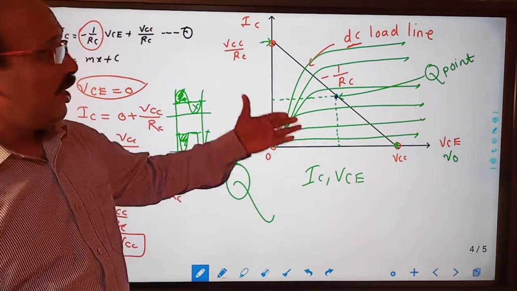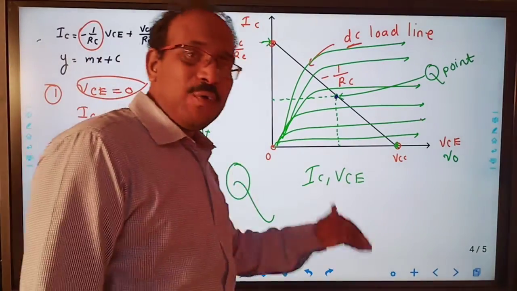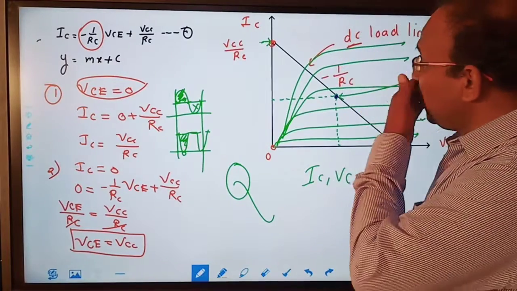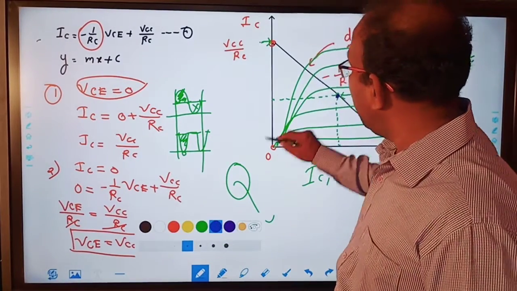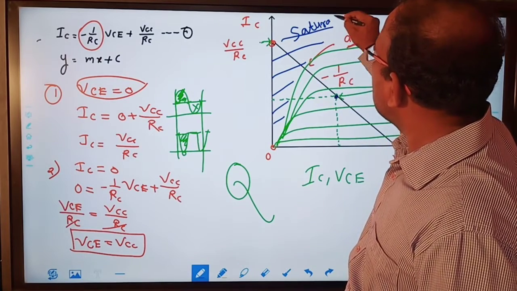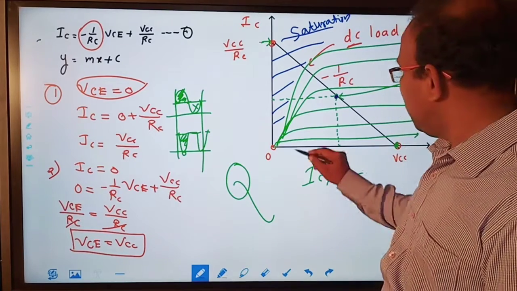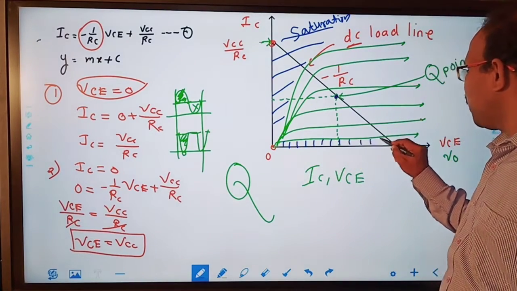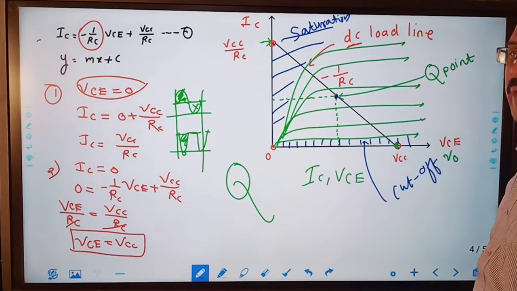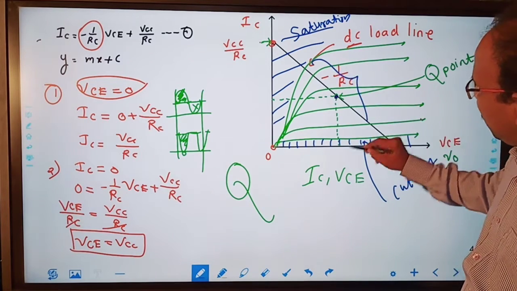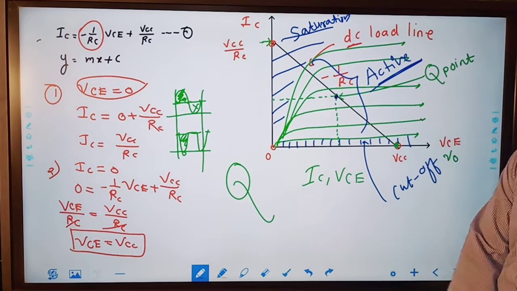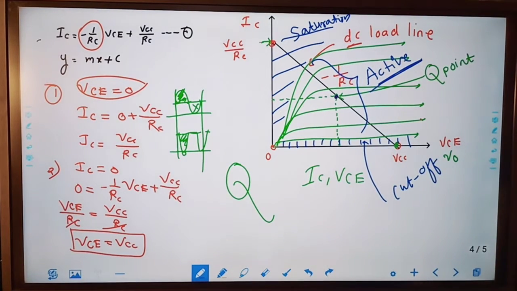But first I want to tell you what the DC load line is and how it is presented on the output characteristics of the transistor. Correct? In the transistor, this particular area is the saturation area. Correct? This particular area, when IB is 0, is called the cutoff area. Okay? And in this green portion, this area is called the active area. The transistor must always be operated in the active region.